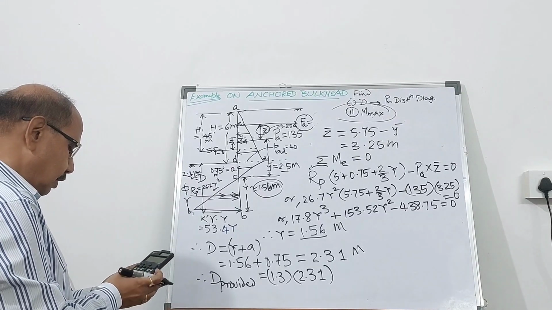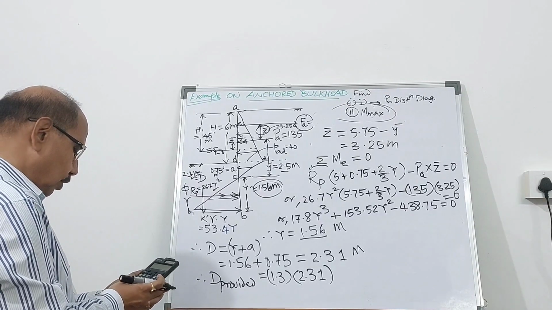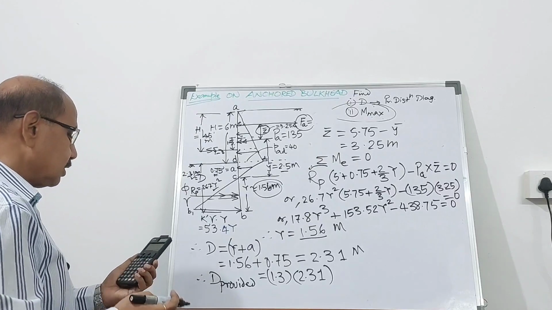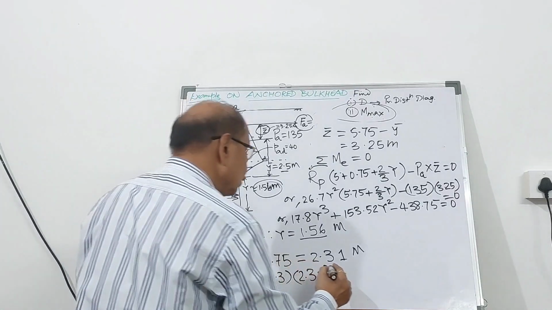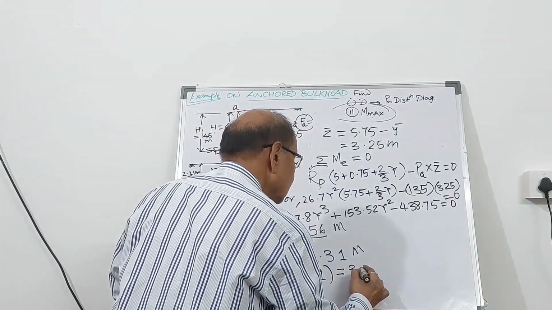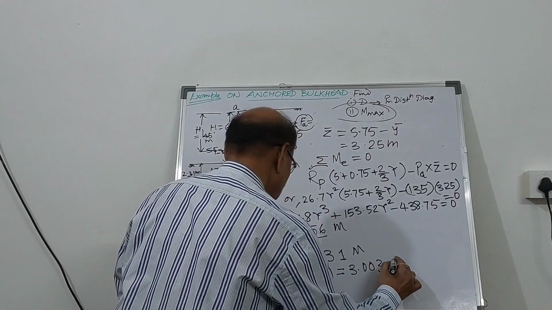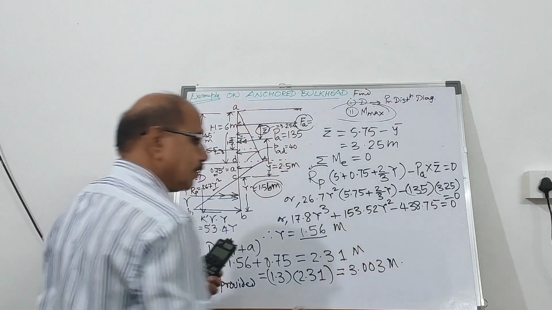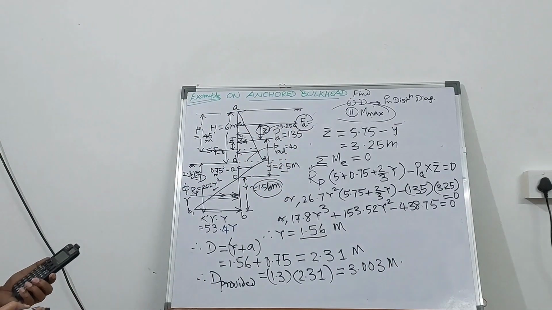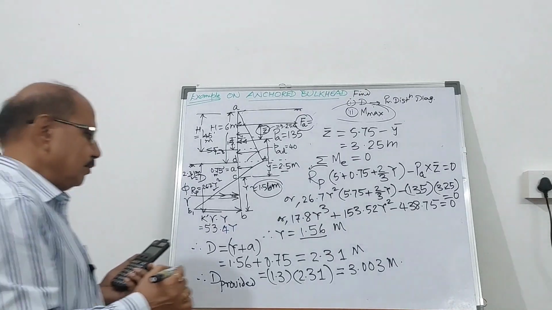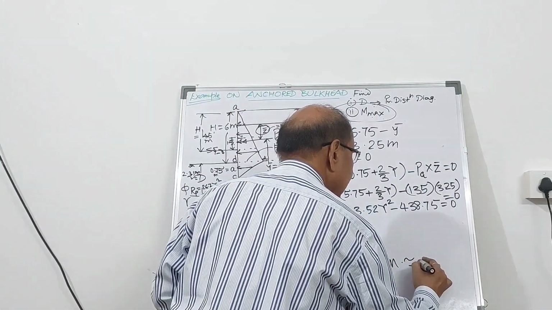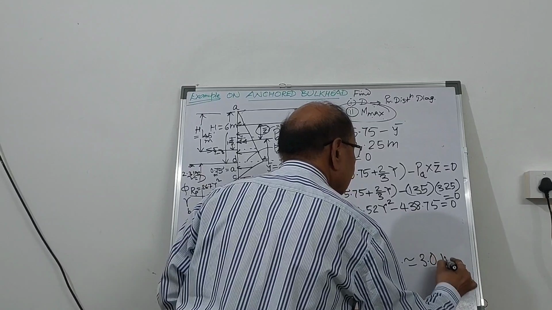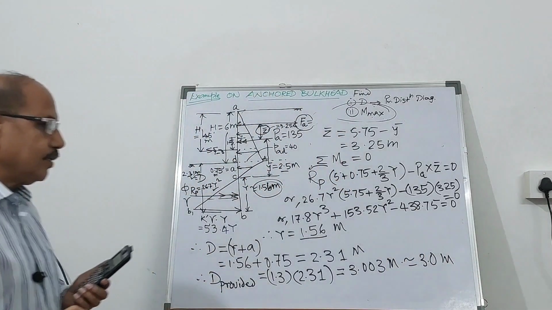Calculate 1.3 multiplied by 2.31. This gives you 3.003 meter. So this is the value of D. That means you can say it is going to be approximately 3 meter.